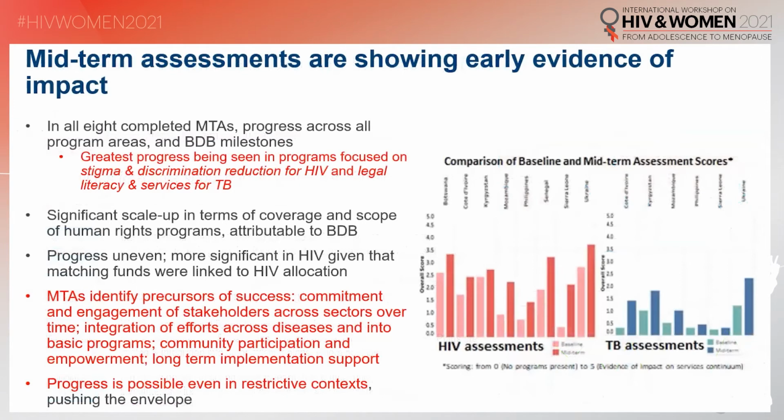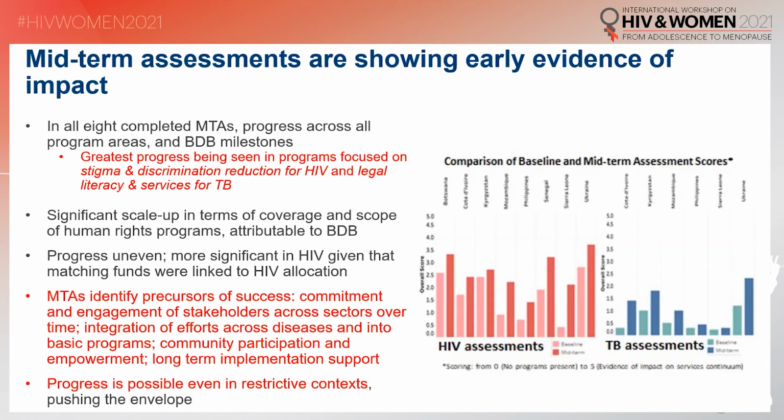This slide just gives a taste of some of the early evidence of impact that we're getting from the midterm assessments of this initiative. And I've highlighted just 3 findings in red here. The greatest progress that we're seeing is in programs focused on stigma and discrimination reduction for HIV, as well as for legal literacy and services for TB.